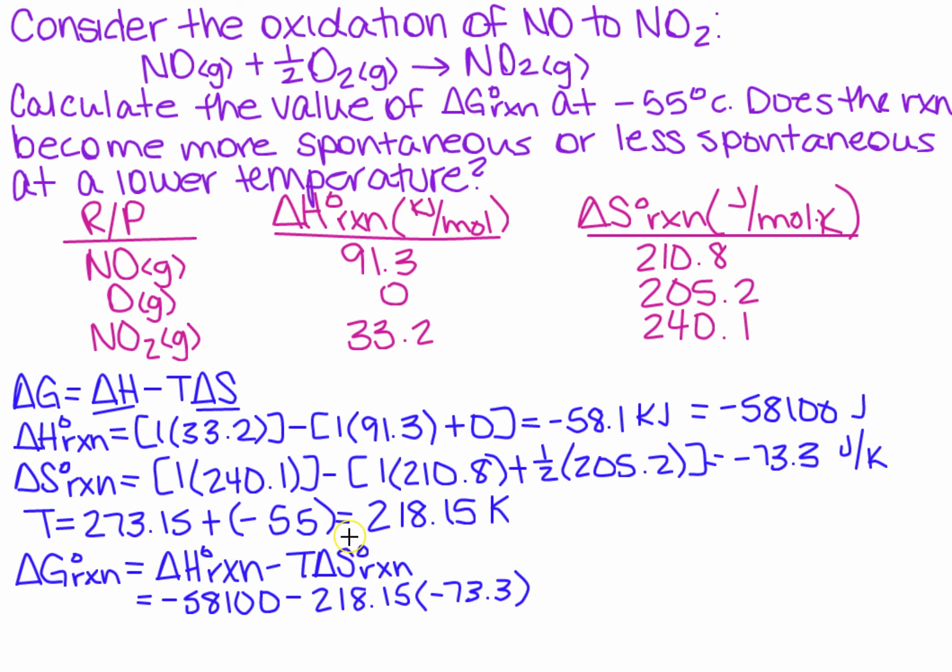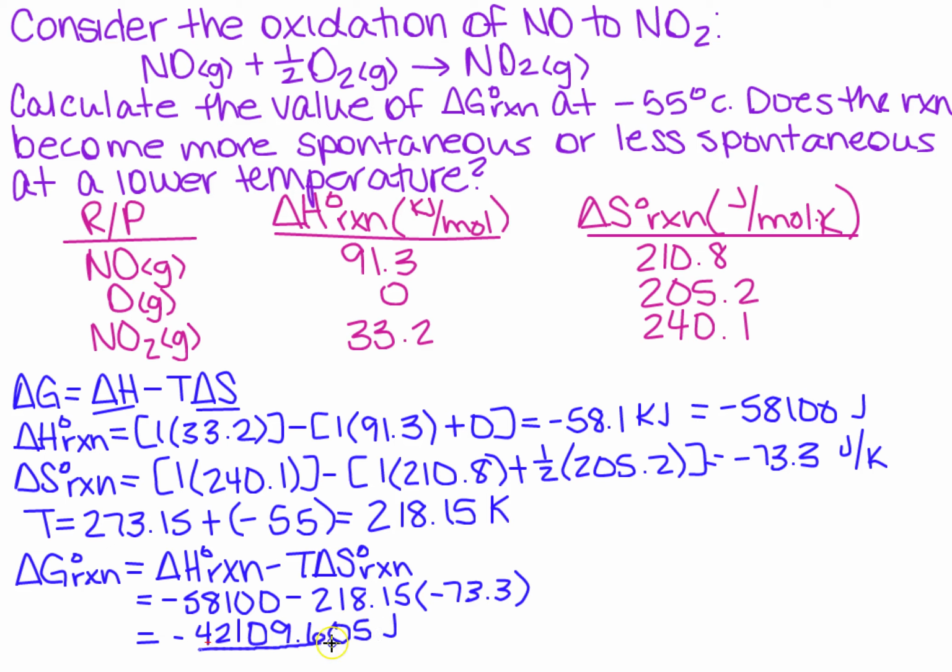Now I do need to convert temperature into Kelvin. So I've added 273.15 plus minus 55 to get 218.15 Kelvin. Here is my equation now with all of the reaction part added in, and now I'm just copying down what I did up here in the previous 3 steps. And then when I do the multiplication and the subtraction, I get minus 42109.605. Now this is in joules.